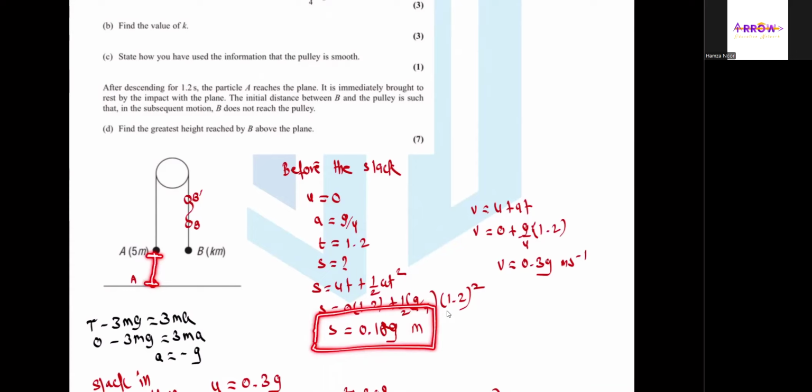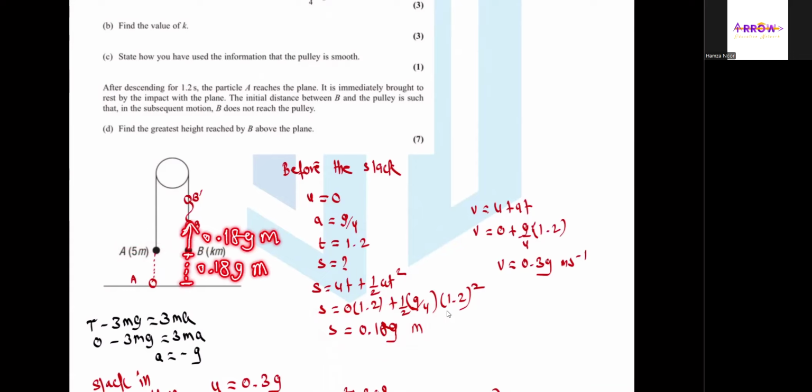Since A and B are on the same horizontal line above the plane initially, this implies that particle B is also initially 0.18g meters above the ground. Then after this, A covers 0.18g meters downwards and B covers 0.18g meters upwards. After this, slack in the pulley happens, and the distance of the slack we have found. Altogether, these three values are going to be added.